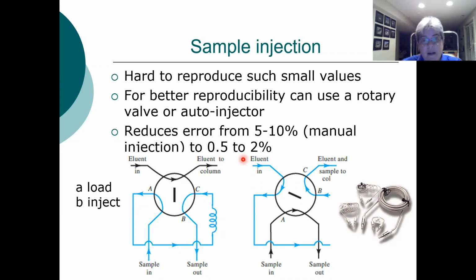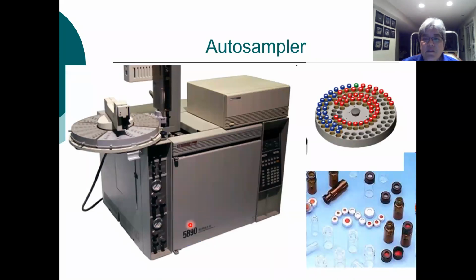Another way to reduce the error is to use what's called an auto injector. So this looks like this, and if you're ever in a big lab that does many, many, many samples, they will have an instrument that has an auto injector. These instruments are more expensive, but notice you can put 100 samples in this tray, and they're each sealed again with that little silicon septum in the lids, and then the instrument actually does the injection, and it's much more reproducible than you are or than I am.